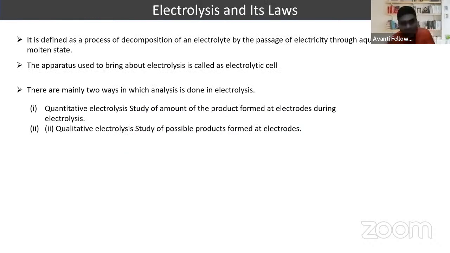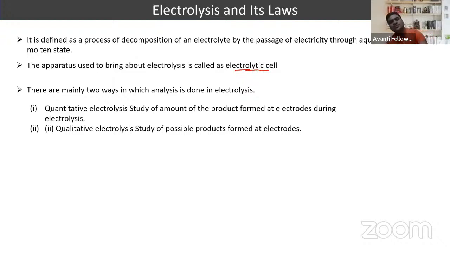Right. Let's see some electrolysis and its laws also. So basically electrolysis is defined as the process of decomposition of an electrolyte by passing electricity. So this is the opposite of the electrochemical cell. In an electrochemical cell, we get energy from the chemical reaction. Here, we need electricity for the chemical reaction to occur, right? The apparatus used to bring about the electrolysis is called an electrolytic cell.